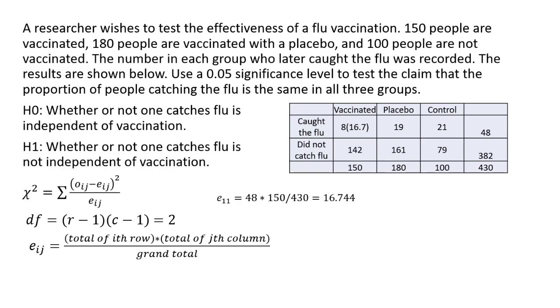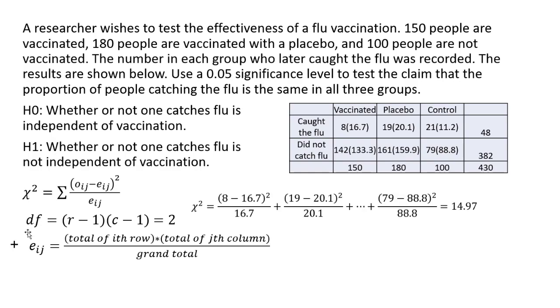All right, so I'm going to write down 16.7 in parentheses, to keep in mind what the expected value should be. And then you do the same thing for the next one and the next one, and you get all these numbers. So for example, 20.1 would be 48 times 180 divided by 430. That's 20.1. So you populate it, and then you can calculate the chi-squared by subtracting these two numbers, squaring them, and then dividing by the expected number, the thing inside the parentheses. And finally, you get this value of 14.97.